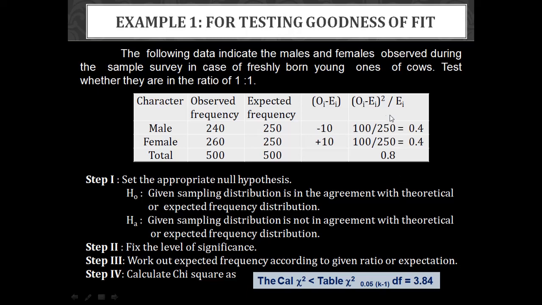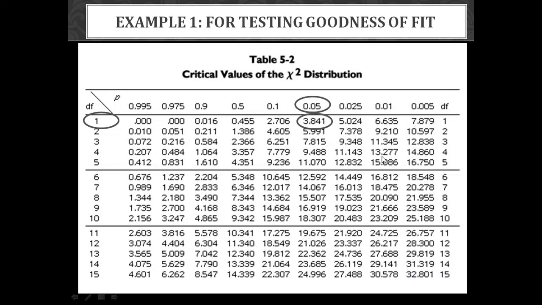So here the calculated value is just 0.8, and here you can see the table of critical values of chi-square. These are the degrees of freedom. These are the various levels of significance. Generally we refer to 0.05, and this is the value at 1 degree of freedom, that is 3.841.